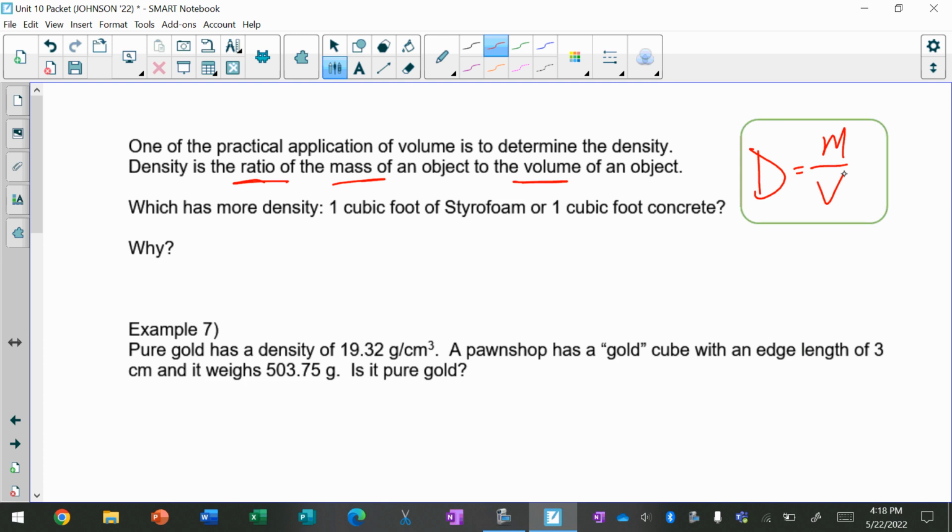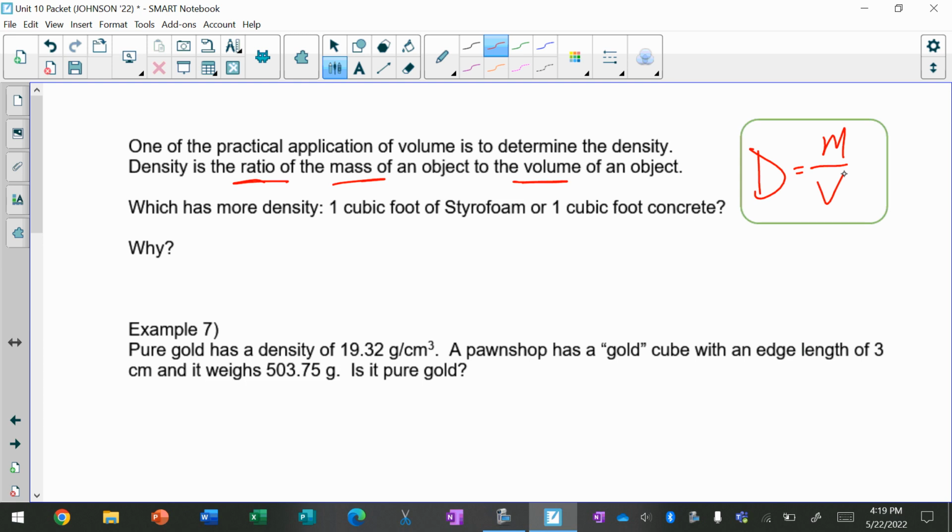thousands, if not millions of feathers, because feathers have very little density. They have very little mass for how much volume they take up, whereas bricks have much more mass in the amount of volume they take up. So that type of riddle, if you will, causes confusion because of the idea of density.